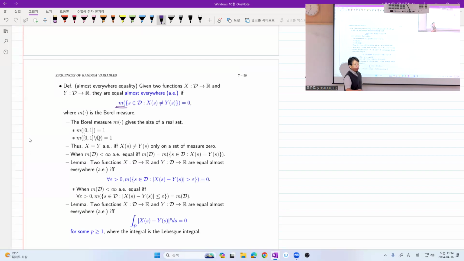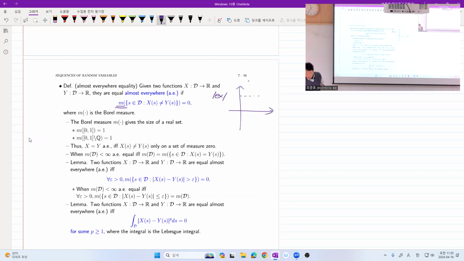And what is the Lebesgue measure? Simply put, if you have a countably infinite set, the size is 0. Just remember, which means that the set of all rational numbers, even though it includes countably infinite numbers, the size is 0. What does that mean? The most important and memorizable example is this one.